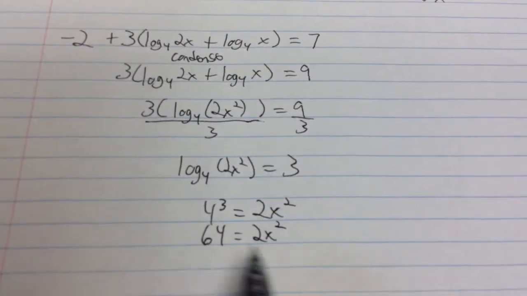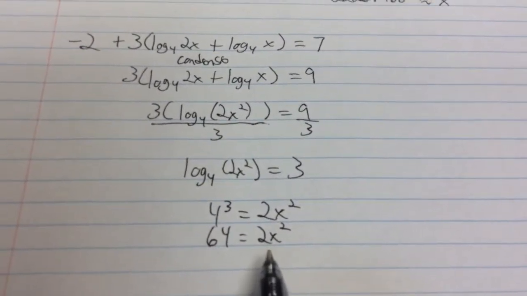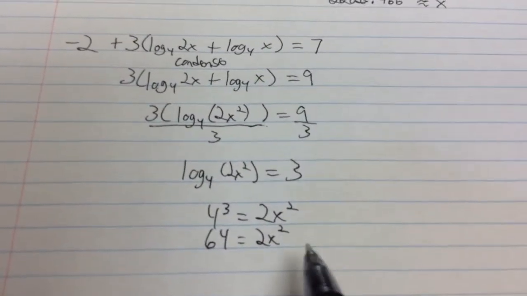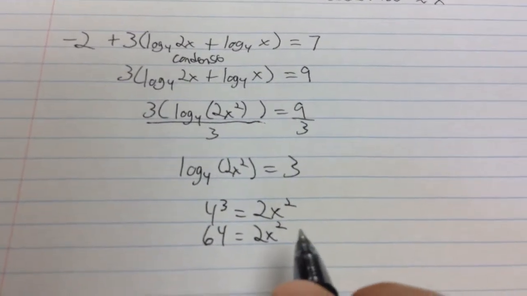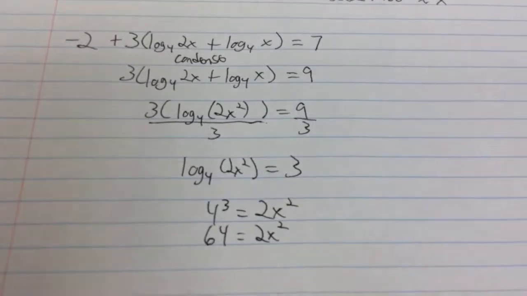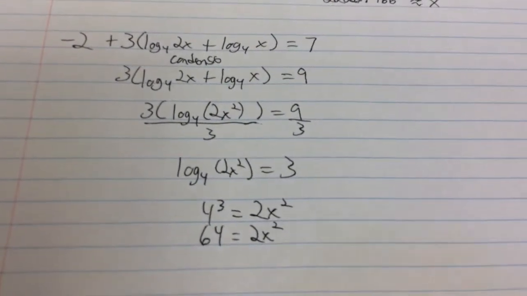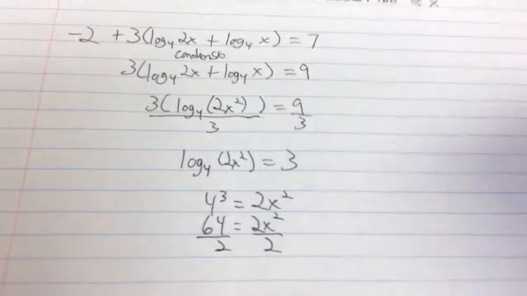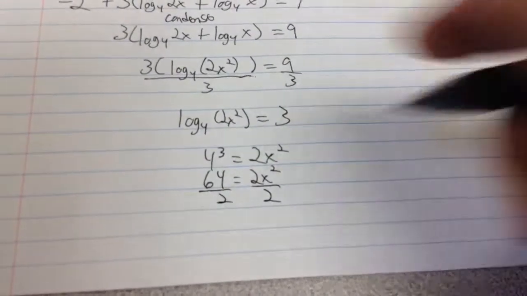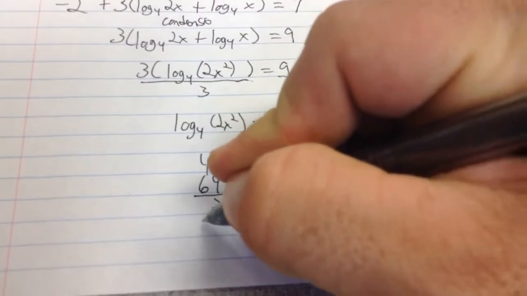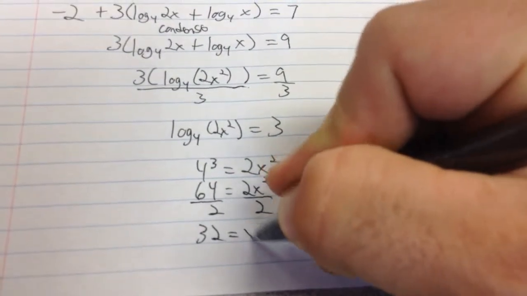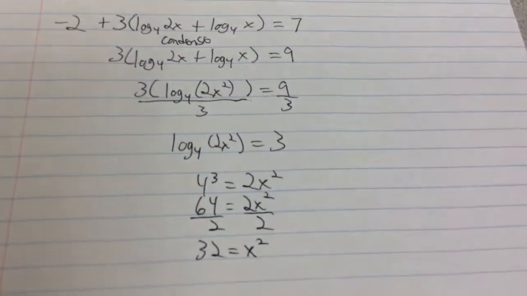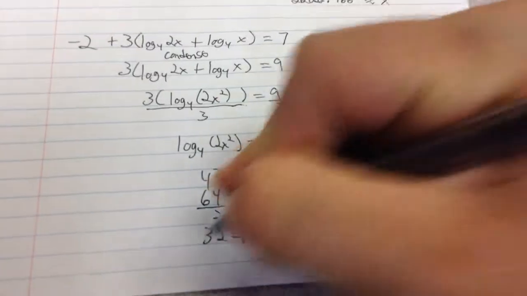Yes, this requires some stuff from the previous chapters. Luckily for us on this one, there's not another x term right here. If there was another x term right here, we would have to worry about the quadratic formula or factoring. But on this one, all we have to do is divide by 2 on both sides. That ends up giving me a 32 over here equals x squared over here. And then we take our square root on both sides.